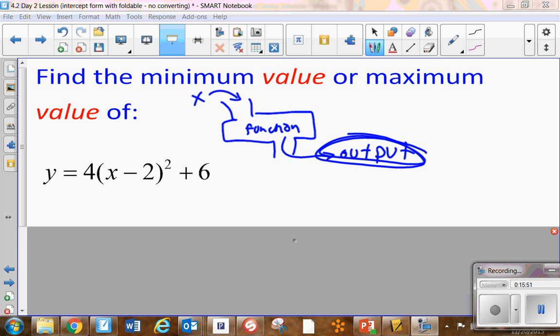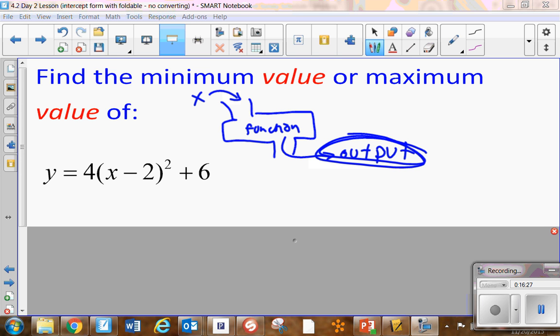So in a problem like this, Y equals 4 parentheses X minus 2 squared plus 6. The question says find the minimum value or the maximum value. And what I'm looking for is the output of my vertex. Just the output of my vertex. So I need to find my vertex. Oh, wait a minute. What form is this one in? This is vertex form. So the vertex is staring at me. As a matter of fact, the output of my vertex is staring at me.